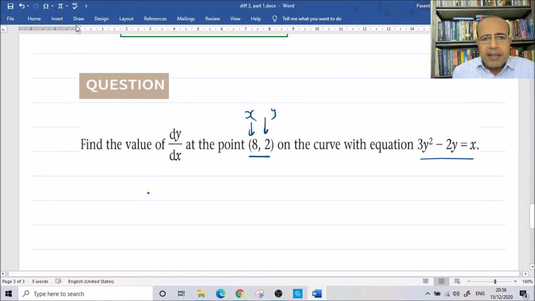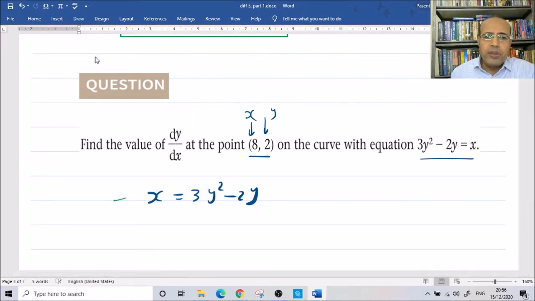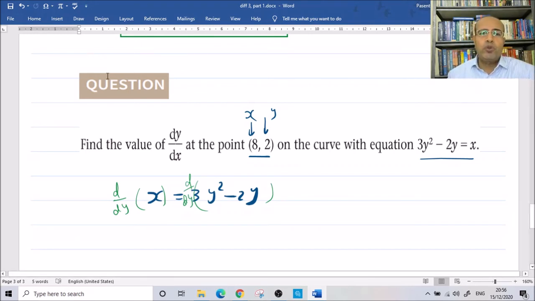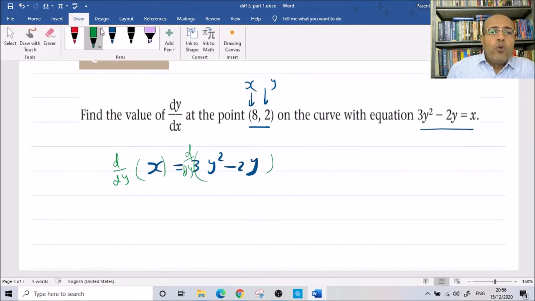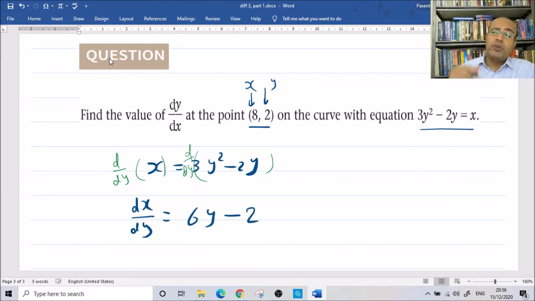So we write this as x equals 3y squared minus 2y. It is the same. Now, we differentiate both sides with respect to y. So we need to get d by dy, and also this one, d by dy. We differentiate with respect to y, not with x. So what is the derivative of x with respect to y? It's dx by dy. Finished. What is the derivative of 3y squared with respect to y? 2 times 3, it is 6y. Minus the derivative of 2y, it's 2. So this is dx by dy.